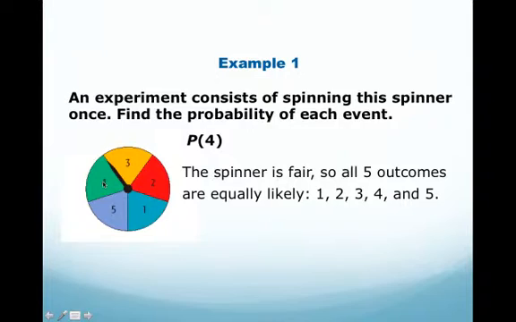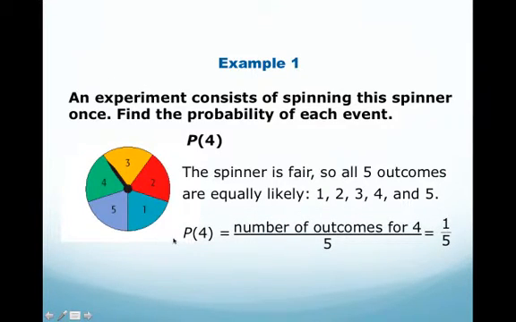And then how many total outcomes are there that are equally likely? 1, 2, 3, 4, and 5. So the probability of spinning a 4 would be 1 out of 5 because there's 1 four and there are 5 total possibilities.